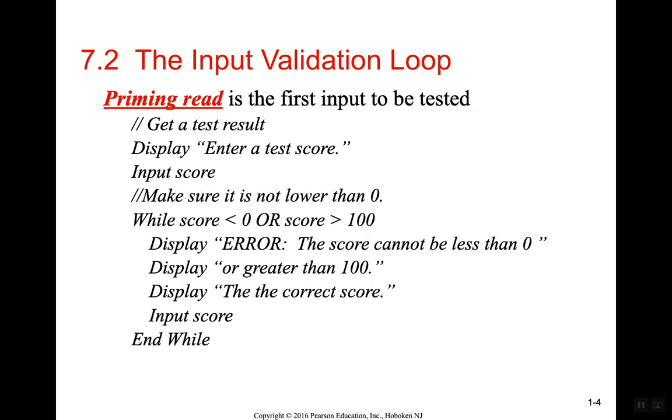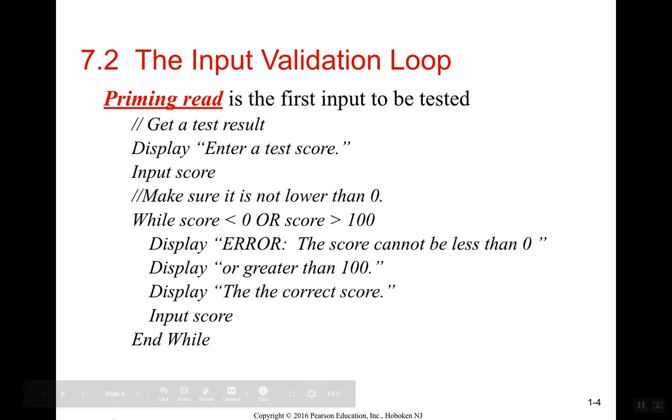So this is a pattern of an input validation loop, and you can see this is pseudocode. We're using a priming read methodology here. The first thing I'm going to do is display a prompt, and then do an input. Then I do a test: while the score is less than 0 or the score is greater than 100. In this case, I want you to enter a score that's between 0 and 100. So if the while loop runs, then display the error, hey, you can't do that. Enter the correct score. And then we do the input again.